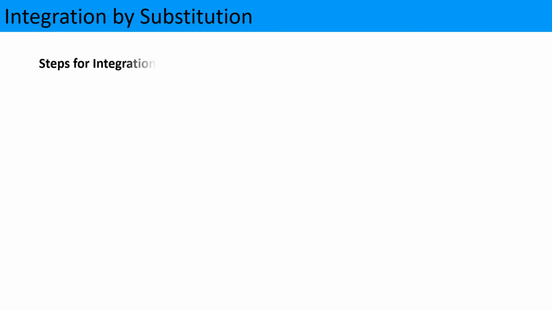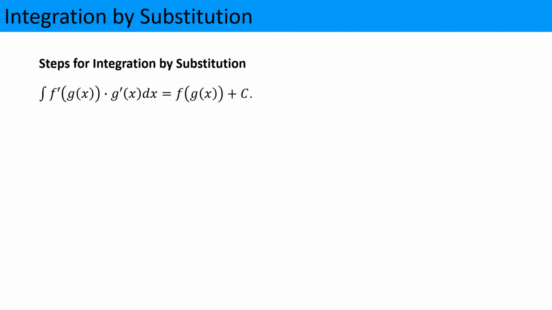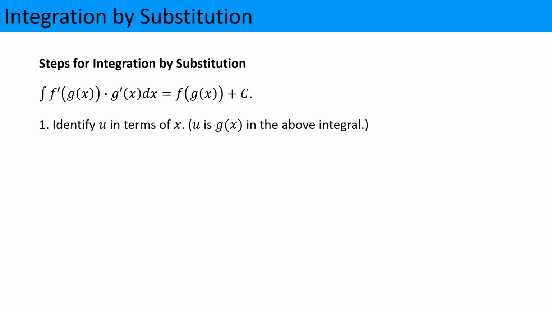Steps for integration by substitution. What we're looking for is if you have the integral of f prime of the inside function g of x times the derivative of the inside function g prime of x dx, and that's equal to f of g of x plus c. How do we get there? Well, step one, identify a u in terms of x. We'll do plenty of examples. Let me just get through the steps right quick.